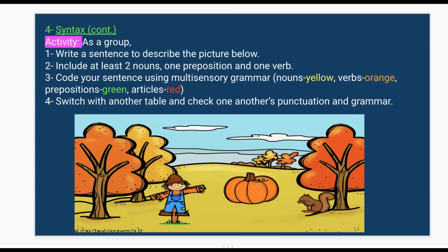Additionally, those sentences could be compiled into a little book and become a familiar read in the classroom library or a browsing box or whatever you choose.